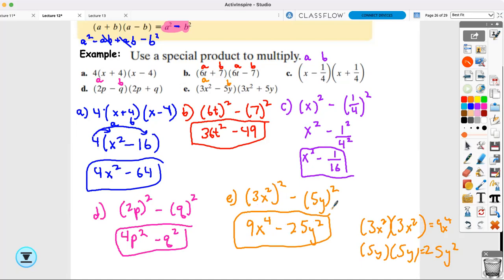Notice there are no arrows. There's no box method necessary. As long as you see that pattern, you can do a plus b, a minus b. We know it's gonna be a squared minus b squared. What questions do we have on this slide?